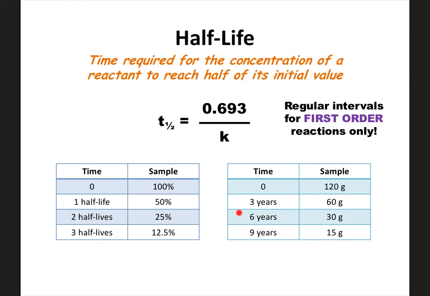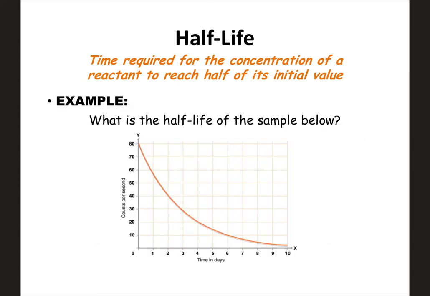So that means then in 6 years, you have half again. So 60 now halves to 30. And then in 9 years, you'd be half again. This has to 15, and so on. All right. So this is this idea of half-life. And just realize here that this occurs over regularly spaced time intervals for first order reactions.